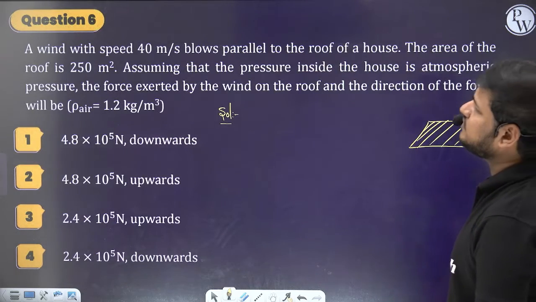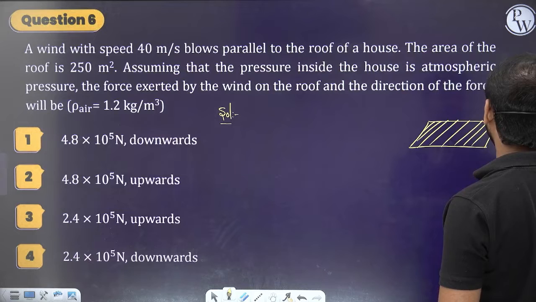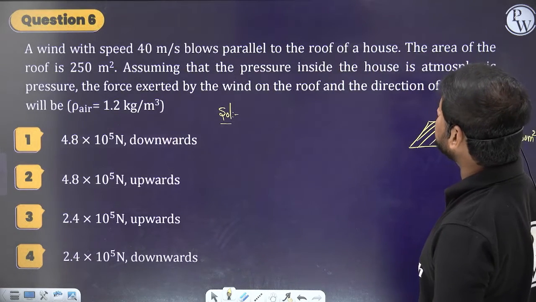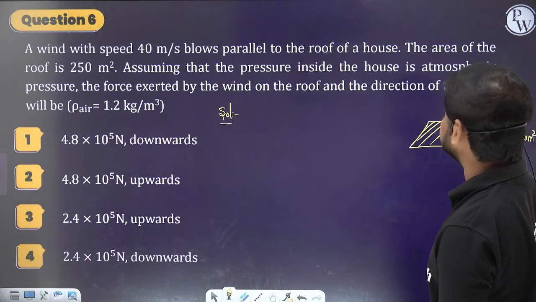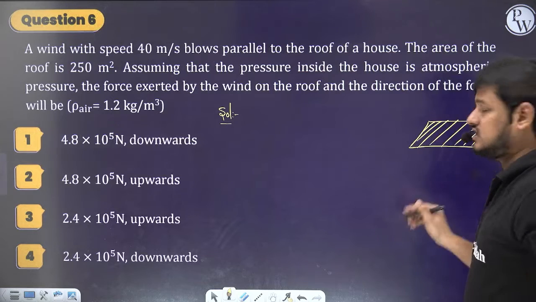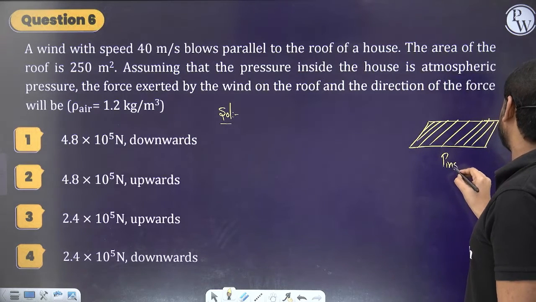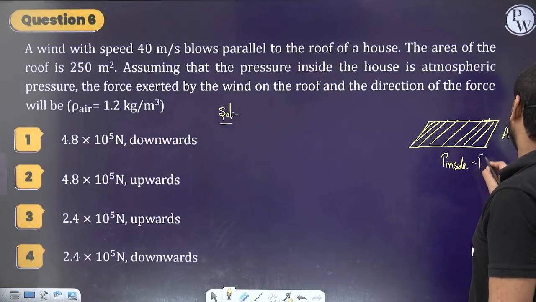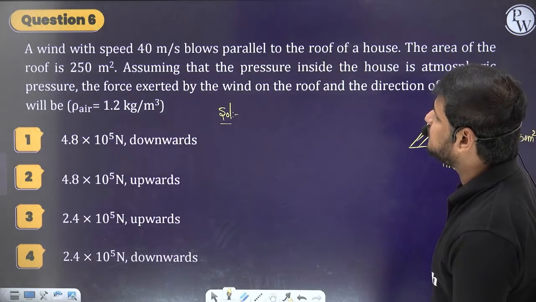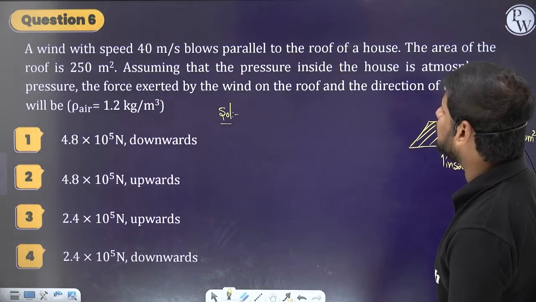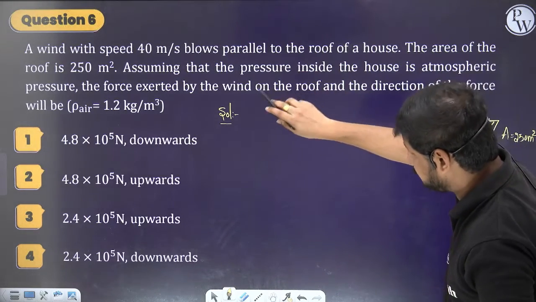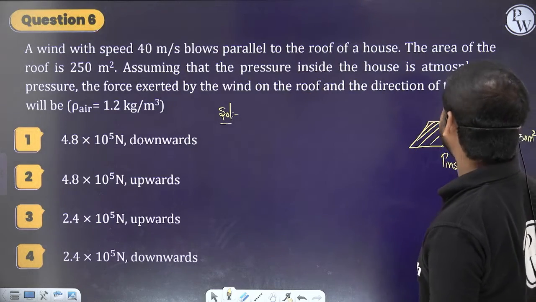The area of the roof is 250 meter square. Fine. So assuming that the pressure inside the house is atmospheric pressure, which is P atm. Done. What is the force exerted by the wind on the roof, and the direction of the force?